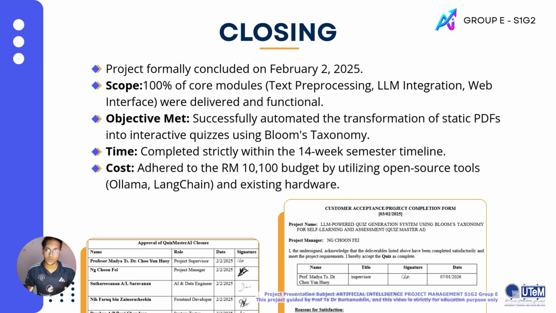We also made sure that the objective was met, which was to successfully automate the transformation of static PDFs into interactive quizzes following Bloom's taxonomy. We completed the whole project within the 14 weeks of the semester timeline. And we also followed the given budget of 10,000 ringgit, 10,100 ringgit specifically, by utilizing all open source tools and existing hardware.